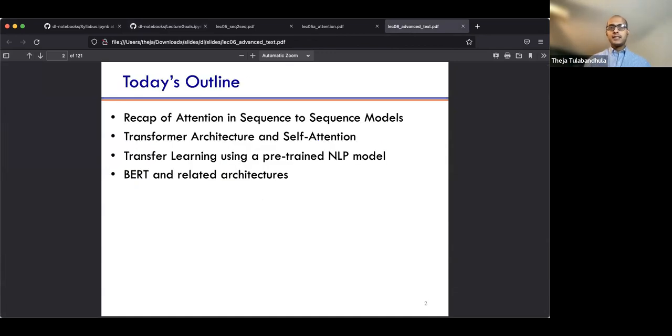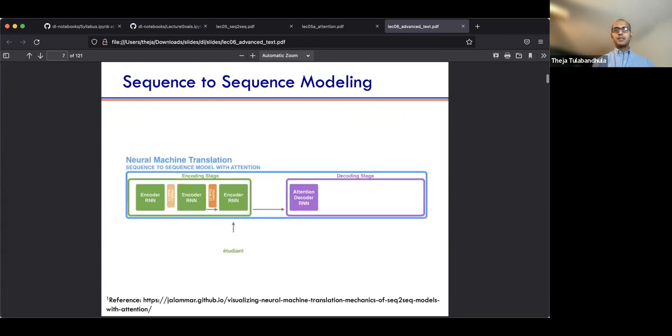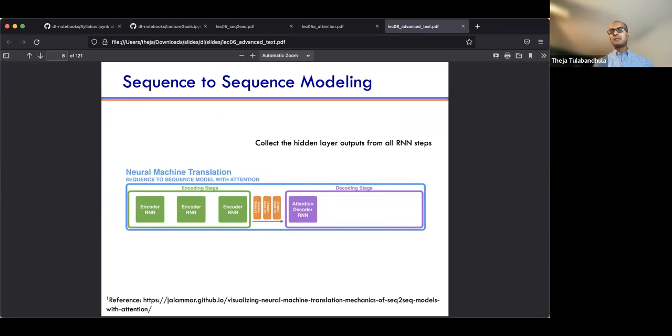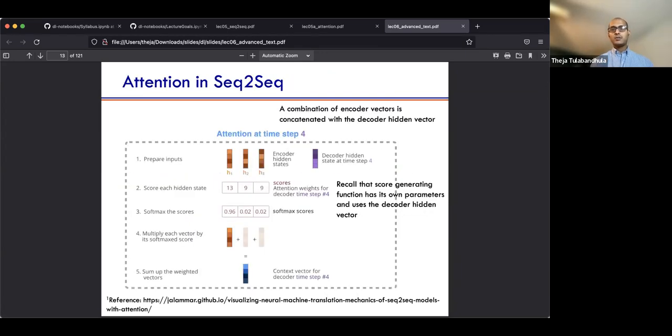Okay, so let's get started. What I'll do is not do a recap of attention in sequence models, because that's exactly what we discussed for the past half an hour or so. I'll directly get to the transformer architecture. So let me skip these slides. It's exactly the same type of animation with, I guess, a different illustration.